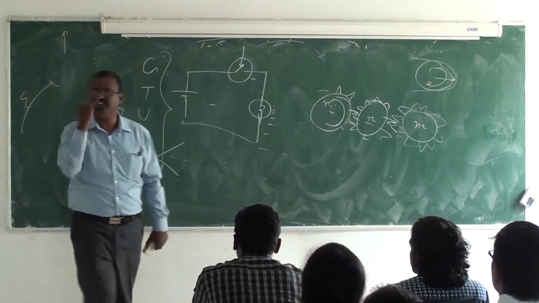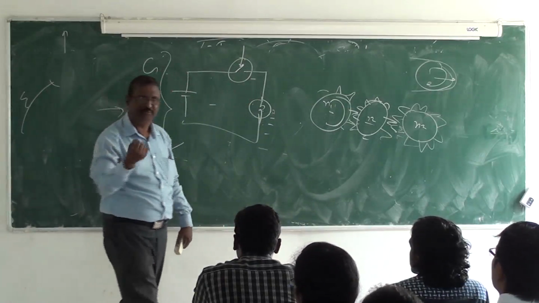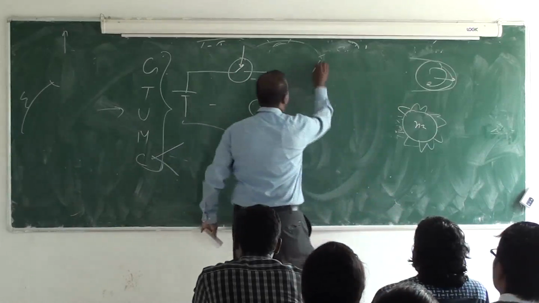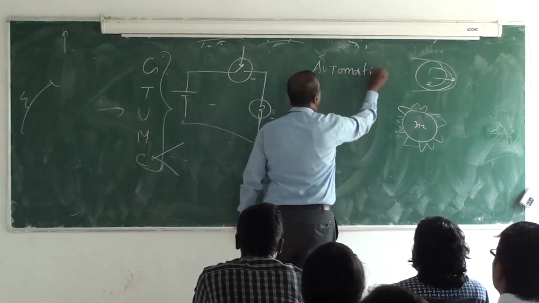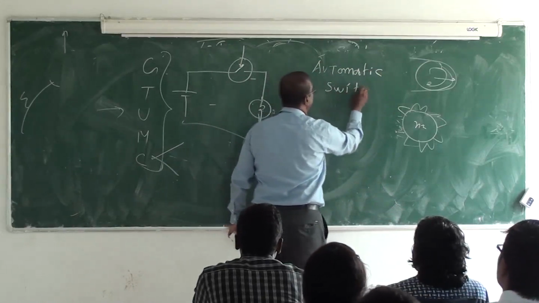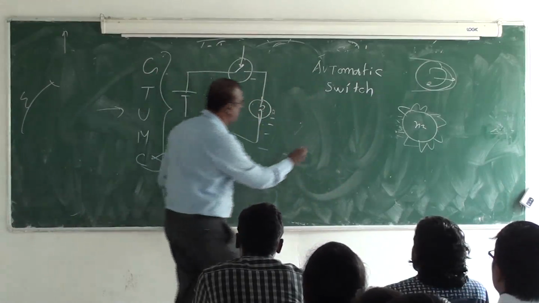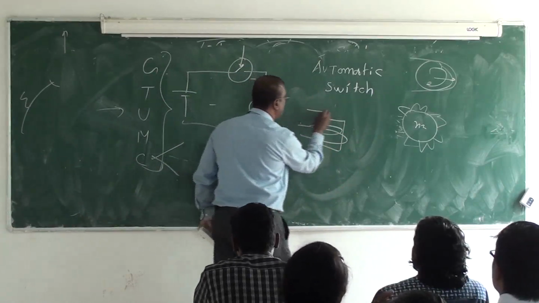Then they found a very interesting device, because of our man Faraday. They found an interesting device. There is an automatic switch. So the automatic switch, they found it very simple. I have a magnet, an electromagnet.